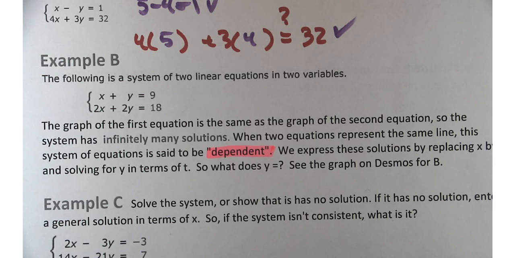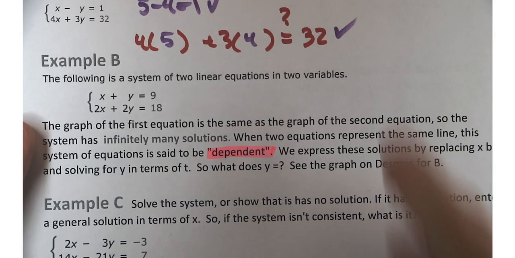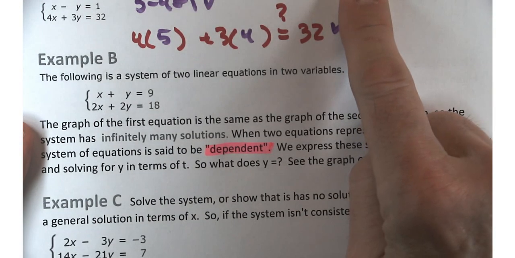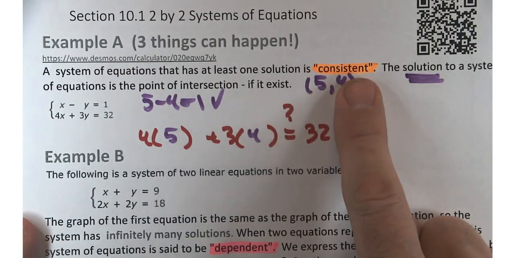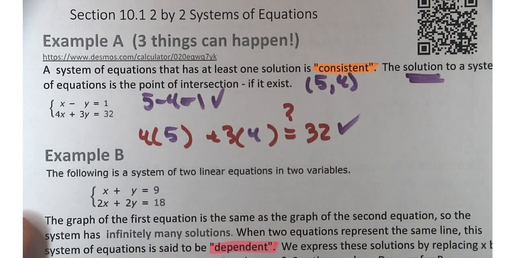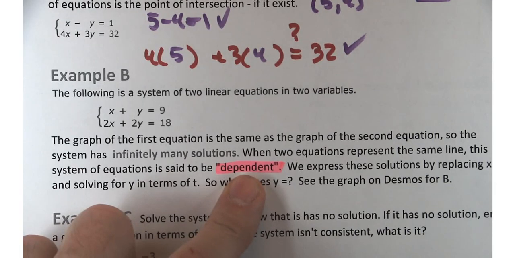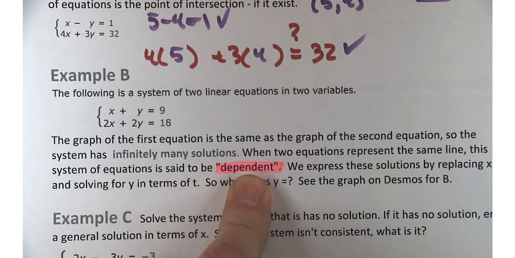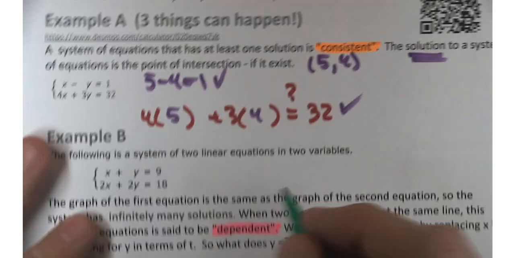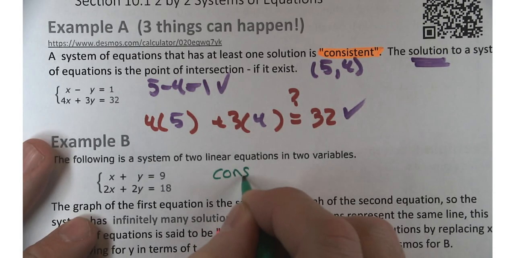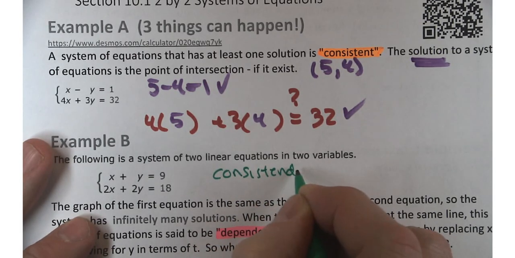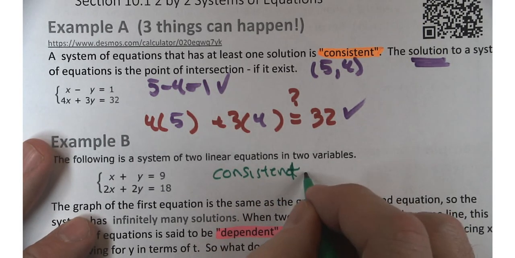Okay, so we got consistent and dependent. All right. Question for you. Consistent system of equations means there's at least one solution. Is this system of equations consistent as well? Do these lines cross each other or touch each other at least one place? Yeah. So this would be consistent. Yes. Consistent and dependent.